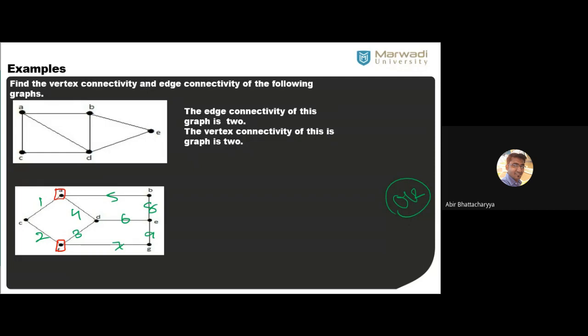Why A and F? Because if I remove A and F, I can disconnect C from the other part of the graph. After removing, C alone will be there, and the rest is going to be B, E, G, and D.